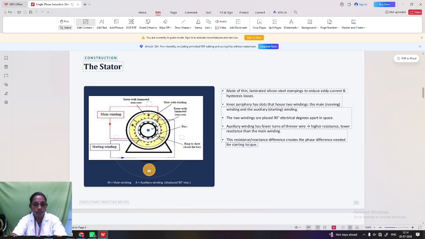Based upon the phase difference between the main and the auxiliary winding, the starting torque will be produced. If the phase difference is more, more starting torque will be produced. If the phase difference is less, less starting torque will be produced. Okay, this is the construction of the single phase induction motor. Here we have used two windings, main winding and auxiliary winding.